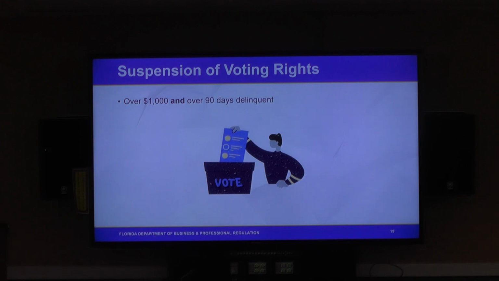The board approves the voting right suspension at a properly called board meeting with at least 48 hours notice, after the imposition of the voting suspension. The board must notify the unit owner and, if applicable, the unit occupant, licensee, or invitee by mail or hand delivery.